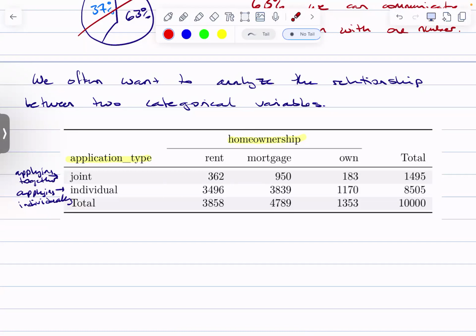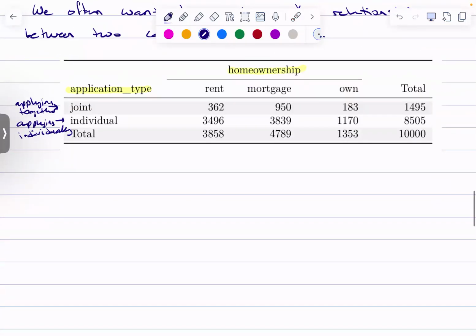Yeah. And so we've got a random sample of 10,000 loans, and 362 of those 10,000 were joint applications from someone who rents their home. 950 were joint applications with someone who has a mortgage, and so on and so forth. We're going to have these row totals and column totals, right? Notice that this column total looks familiar, right? That's the same as the table for the home ownership that we saw.